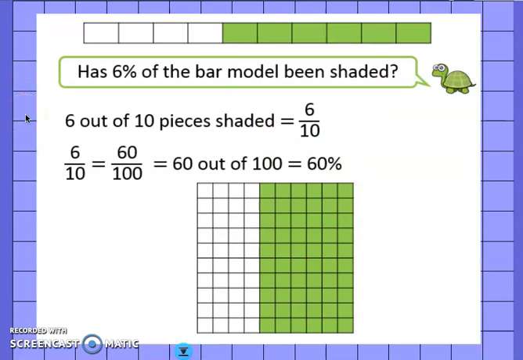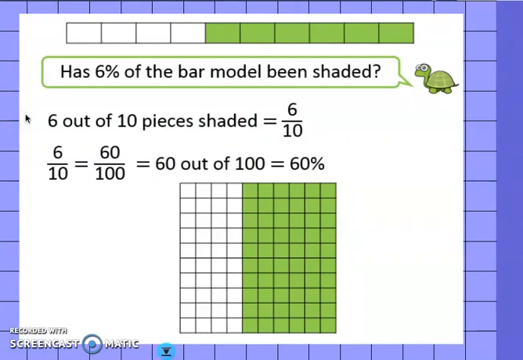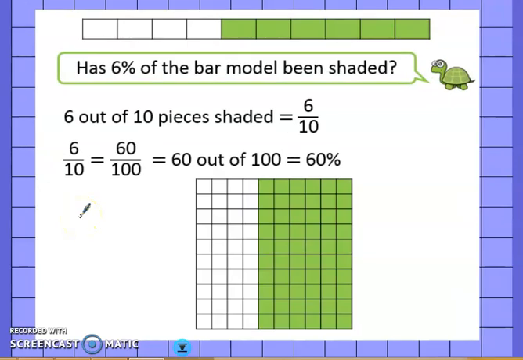So I just want you to have a look at this first of all. The question here says, has 6% of the bar model been shaded? So I want you to look up here first of all at this bar model and look. There's 1, 2, 3, 4, 5, 6. So 6 out of the 10 squares have been shaded. Now it says here, does that mean that 6% has been shaded? So we need to convert it so it's over 100 to see if it's 6%.